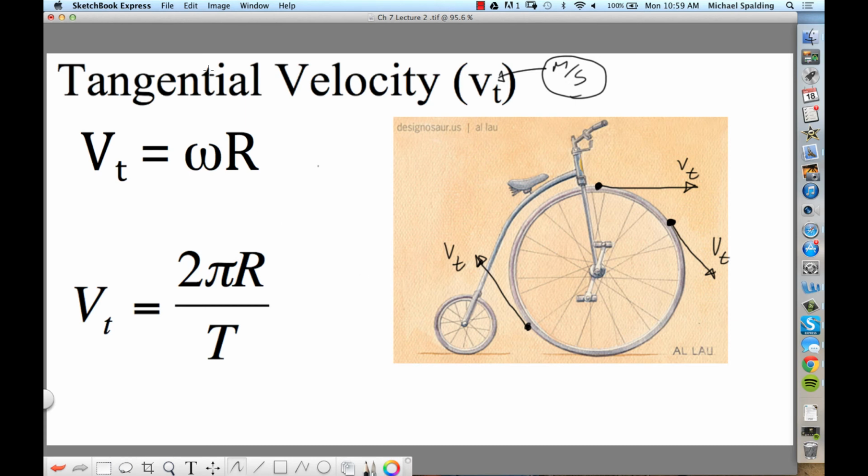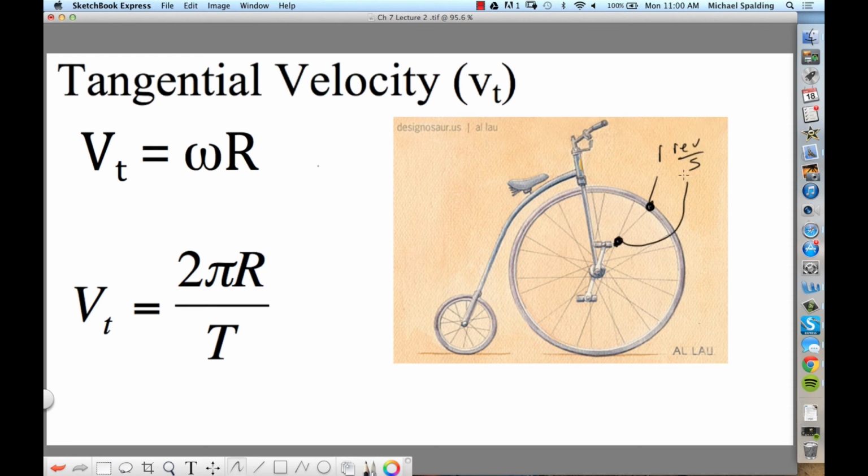If we compare 2 points on the wheel, just like we did with angular velocity, say we look at a point here and a point that's closer to the center, right there. Do these 2 points have the same angular velocity? Yeah, so for example, if this point is rotating at 1 revolution per second, then this point also is rotating at 1 revolution per second. Does that make sense? But how about their tangential velocity?